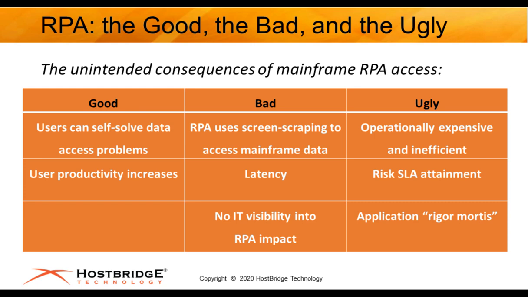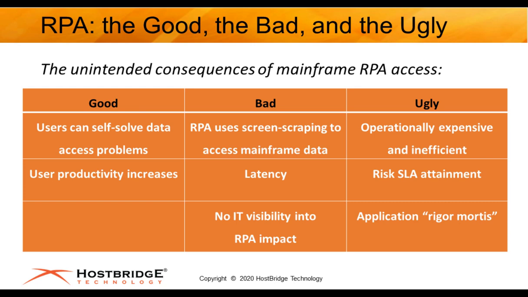Now, as you will see from some of the analytics screens or dashboards I'll show you, it can also get quite ugly. And that is that unconstrained RPA activity, screen scraping against the mainframe, can become operationally expensive and clearly inefficient. It can also jeopardize SLA attainment, not only for the direct activities, but for the activities that RPA-driven workload can impact.